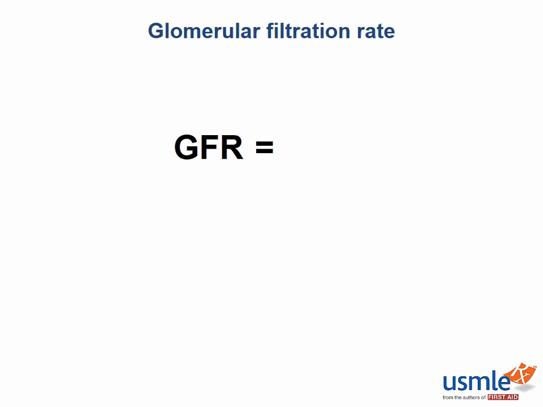The glomerular filtration rate, or GFR, is the amount of plasma that is filtered through the glomerulus per unit time. Specifically, it can be measured using the clearance of inulin. Inulin can be used in this way because it is freely filtered and neither reabsorbed nor secreted. This means that the volume of plasma cleared of inulin is equal to the amount of plasma filtered through the glomerulus per unit time. Remember also that inulin can be used to measure extracellular volume.